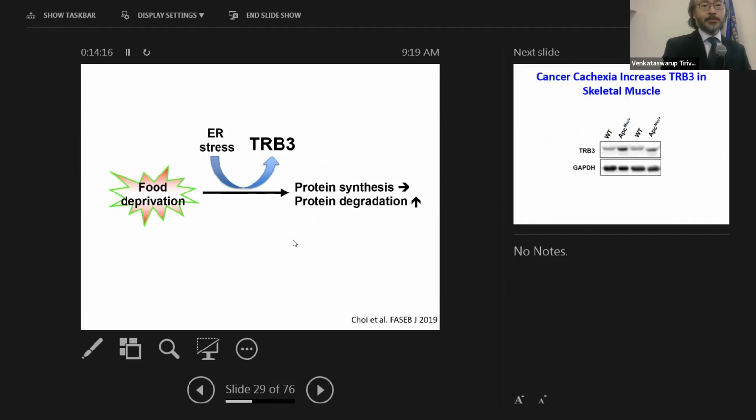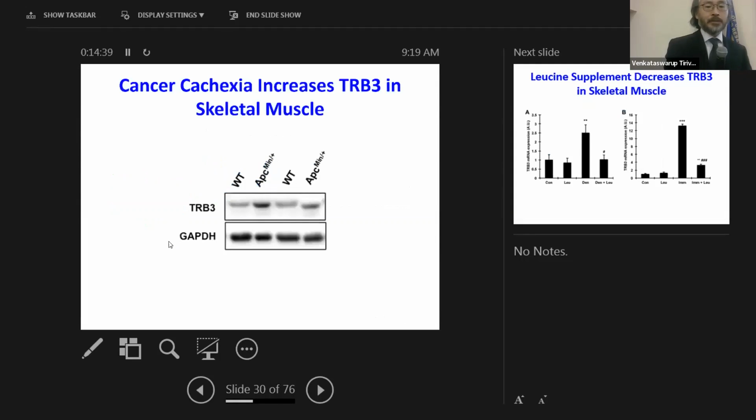Based on this result, I'm going to show you just one piece of data that I believe to be very related to cancer cachexia. In collaboration with Dr. James Carson at the UT Health Science Center, we isolated the quadriceps from APC min mice. Some of you may know that APC min mice are a well-established colorectal cancer model, and also a well-established cancer cachexia model. We isolated quadriceps muscles from the wild type and the min mice.